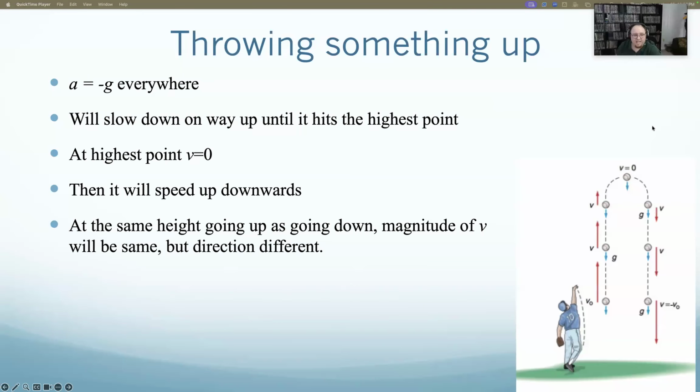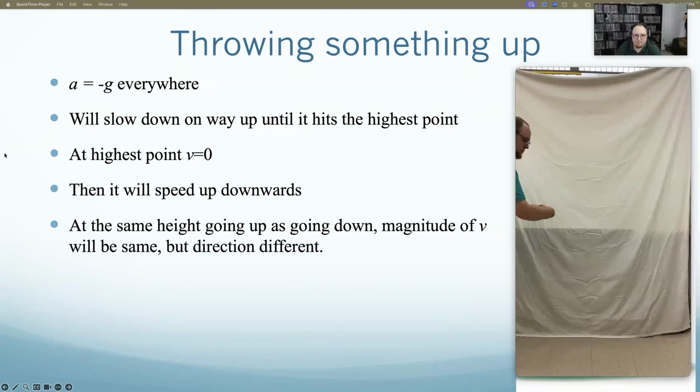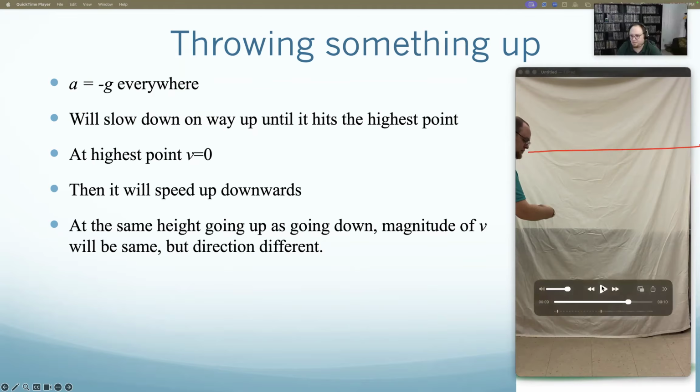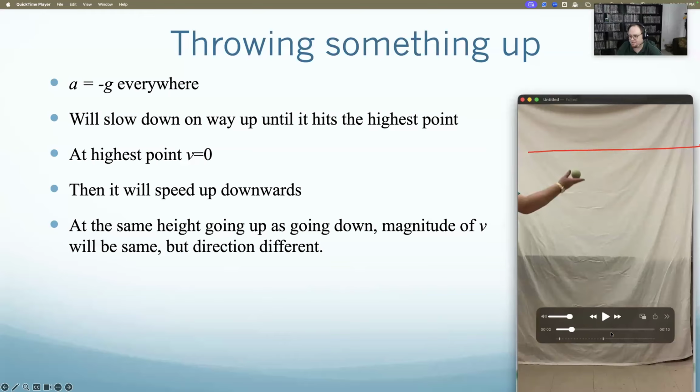Also, as an interesting thing, at any given height, the magnitude of the velocity is the same. If I was to draw a line, and I could say the velocity of the ball right there will have the exact same magnitude as the velocity of the ball right here. If it's 2 meters per second up, at that exact same height, it would be negative 2 meters per second on the way back down. The magnitude is the same, but the signs will be opposite.